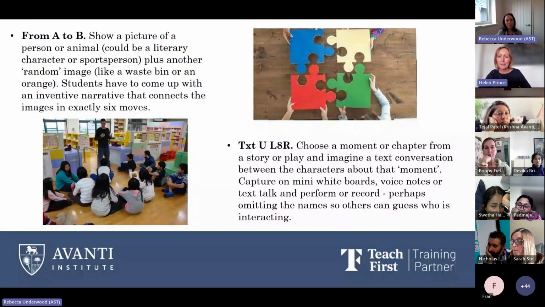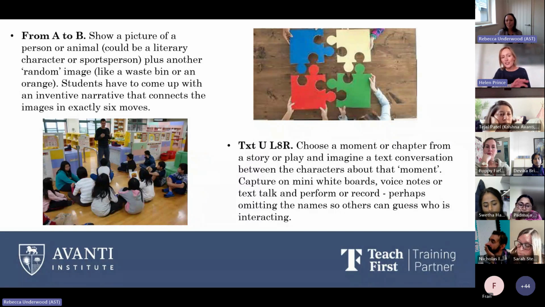Okay, here's 4 more games coming up. So from A to B is a good one, where you just show a picture of a person or an animal and another random image, anything random, literary characters, oranges, waste bins, and students have to come up with an inventive narrative that connects the images in exactly 6 moves. So they've got to go from A to F, 6 moves, connecting the images with a story. It's a bit like those parlor games that we sometimes play at Christmas or whenever.